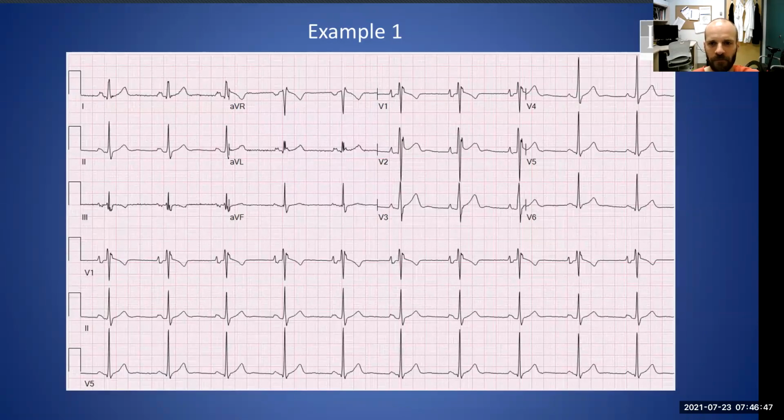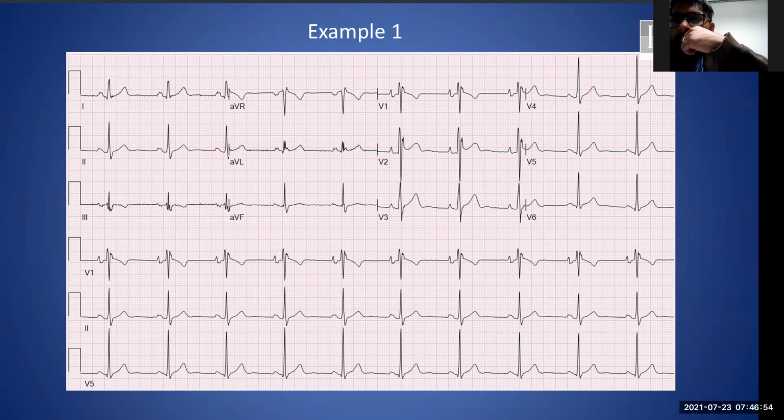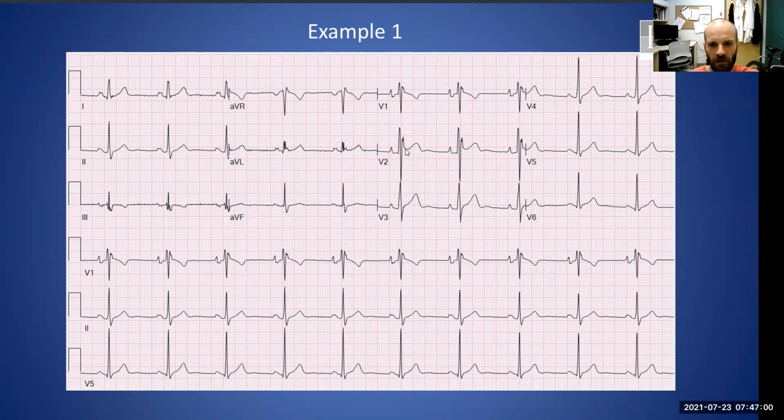What about this one? Would this be type 2 Brugada with the saddleback in V2? Yeah, absolutely. So we've got a right bundle branch block with a type 2 Brugada pattern, with this saddleback ST elevation seen here in V2. Excellent. Very good.